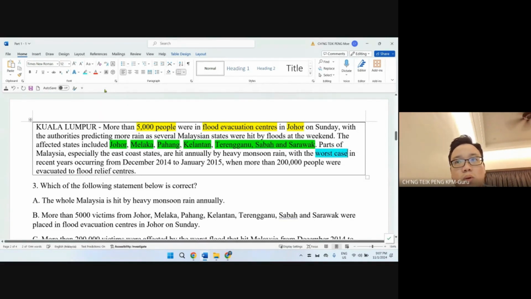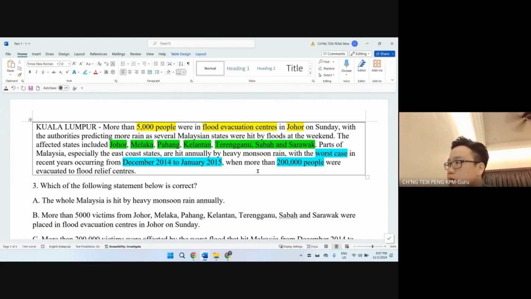It's telling us the worst case. The worst case happened in, so it didn't say where, okay, but never mind. It happened in December 2014 to January 2015, and during the flood at that time, 200,000 people were evacuated. Okay, so in this text there are 3 main ideas.